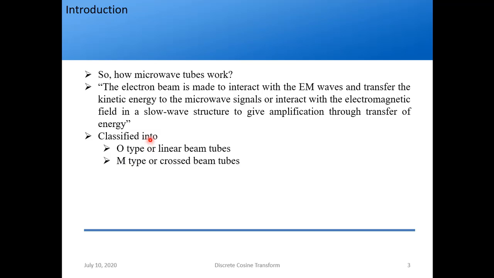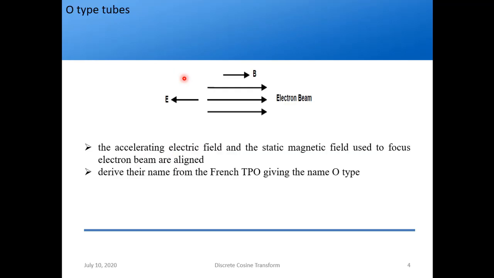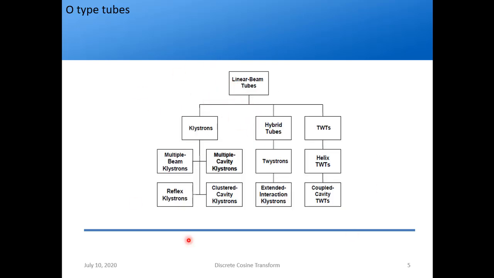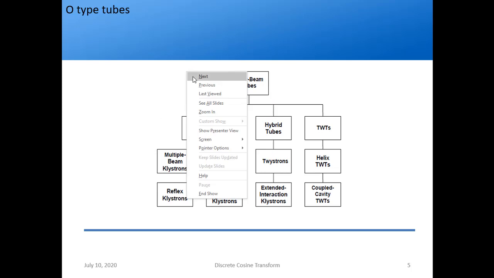Next, we studied this in detail. So O type tubes, what is the thing? The electron beam direction and the electric and magnetic fields are aligned, right? So that's why they are called O type tubes. These are the classifications for O type tubes, which are also called linear beam tubes. We have mainly klystrons in the syllabus, then TWTs. Twistrons etc. are not there, so we will not see them.